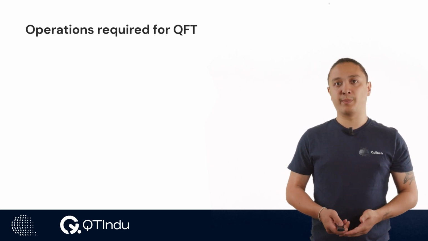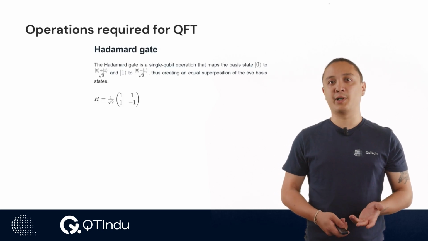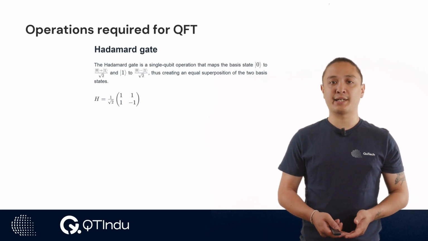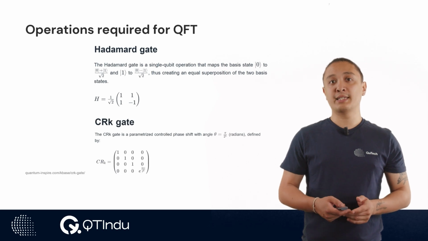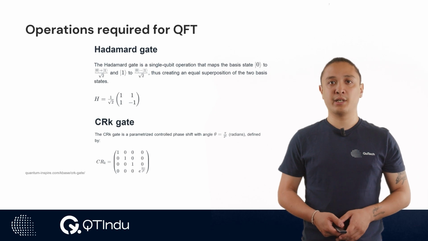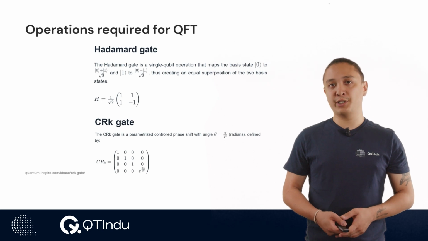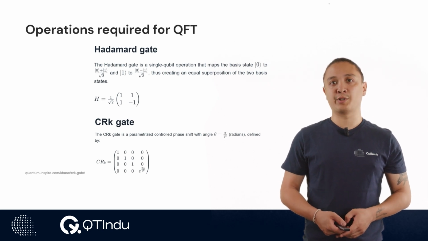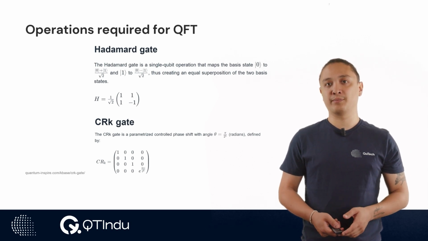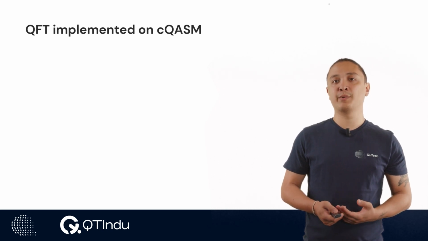As we saw just now, we require two operations to implement the QFT. The first is a Hadamard gate as defined here. For this gate, we only need to specify the qubit which the gate is acting on. The second gate we require is the specific controlled phase gate, also called the CRK gate, which cQASM conveniently has implemented. For this gate, we need to specify the target qubit, the control qubit, and the subscript k, which determines the phase rotation by an angle of pi/2 to the power of k. Now, we will combine everything together to see how we can implement the QFT algorithm with cQASM.